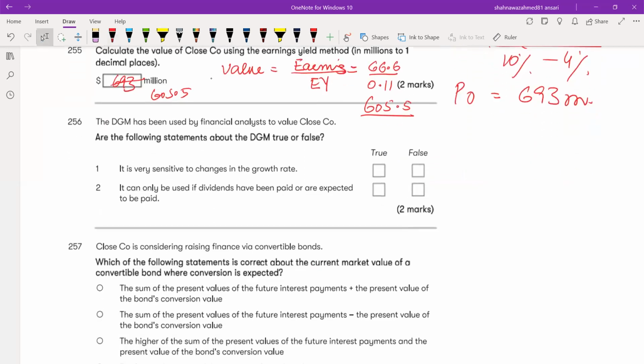The dividend growth model has been used by financial analysts to value closed co. Are the following statements about the dividend growth model true or false? It is very sensitive to changes in the growth rate. Yes, it is based on growth rate, so very sensitive. It can only be used if dividends have been paid or are expected to be paid. Yes, dividend paid is necessary. If dividend is not given, we cannot calculate DGM.